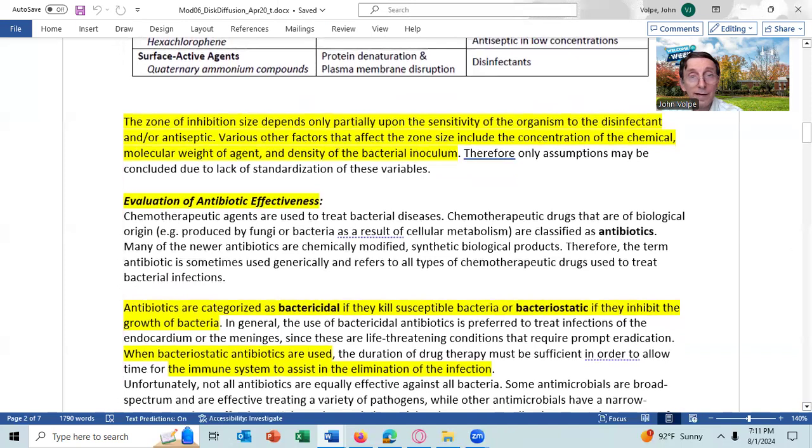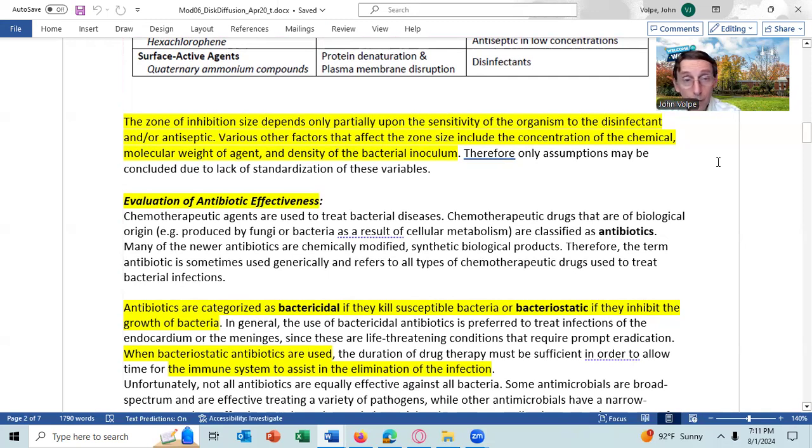The zone of inhibition size depends only partially upon the sensitivity of the organism to the disinfectant or the antiseptic. There are various other factors that affect the zone size, including the concentration of the chemical. Generally, the greater the concentration, the larger the zone of inhibition. The molecular weight of the agent also affects it: generally, the larger the molecular weight, the smaller the zone. And the density of the bacterial inoculum also affects the zone size.